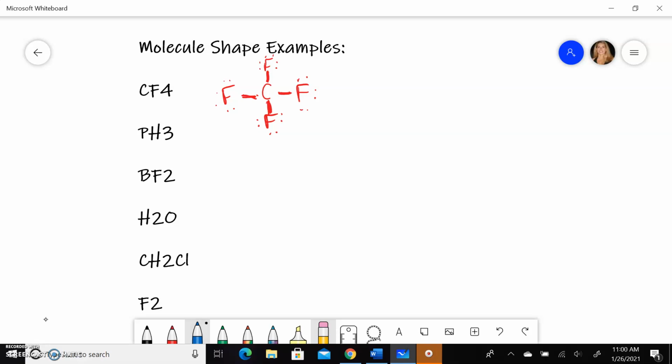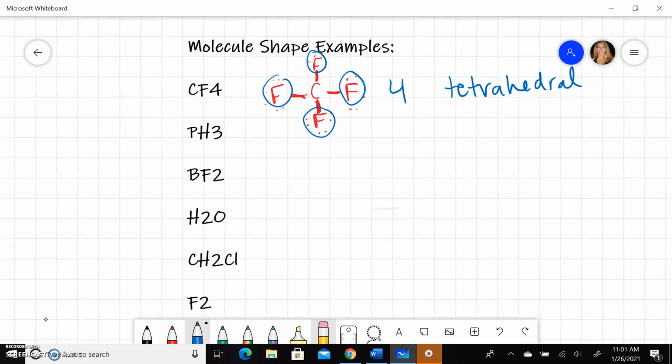And once you have your picture drawn, you're going to count the number of outside atoms. So ignore the central atom and go ahead and count the outside atoms and electron clouds if you have them, and I'll show you that on the next one. And for this one we have 4, and the prefix for 4 is tetra. So anytime you have 4 outside atoms on the central atom, it's called a tetrahedral shape. All right, let's do the next one.